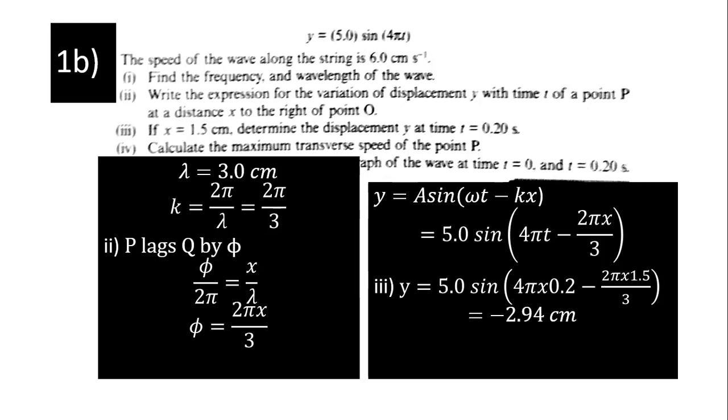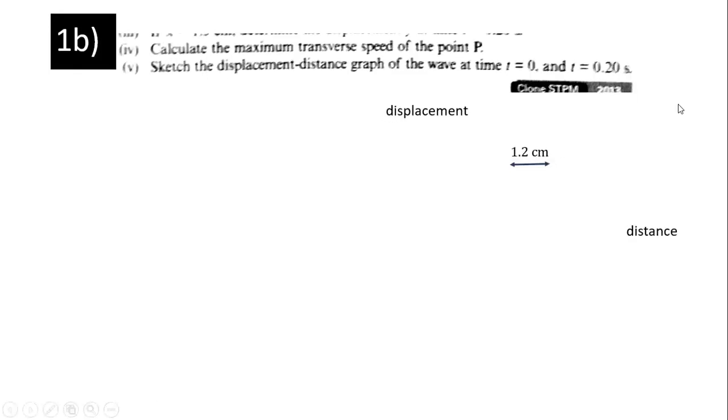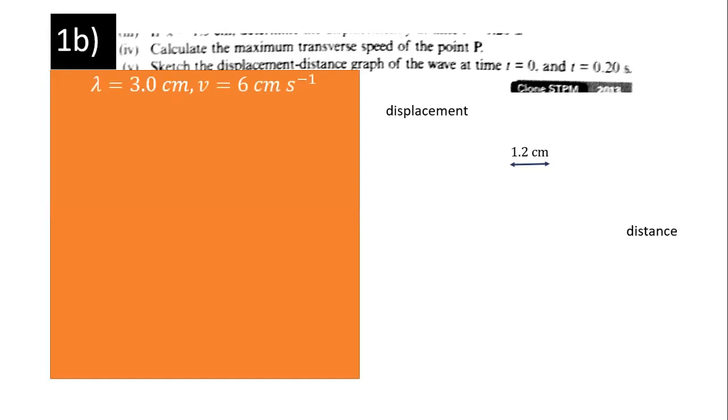Calculate the maximum transverse speed of the point P. Right. You can use that equation rather than differentiate it. This is faster. A times omega. A is the amplitude. The amplitude is 5. Omega is 4 pi. Right. Refer to your previous working.